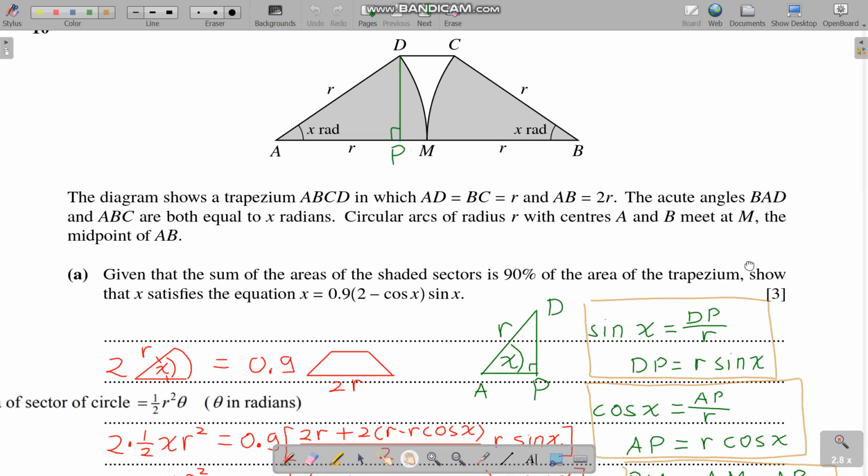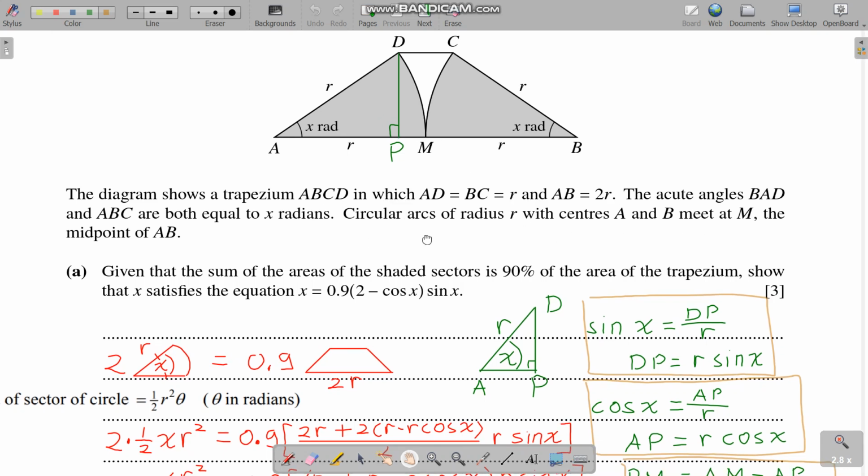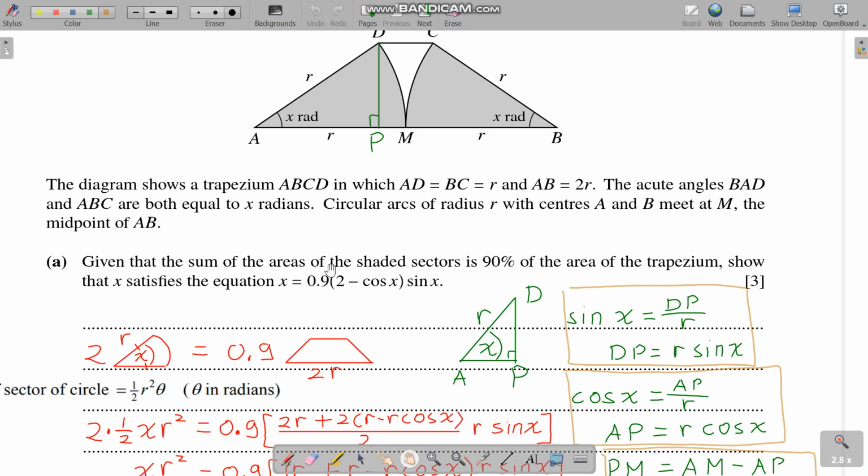Numerical solution of equations. The diagram shows a trapezium ABCD, where AD equals BC equals r, and AB is 2r. The acute angles BAD and ABC are x radians, and the circular arcs meet at M. Okay, so we need to show this.